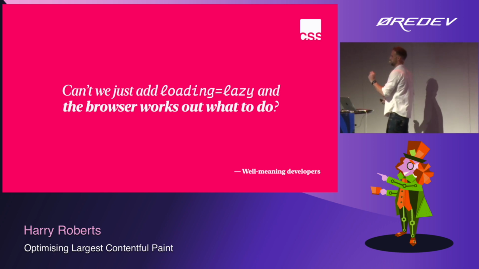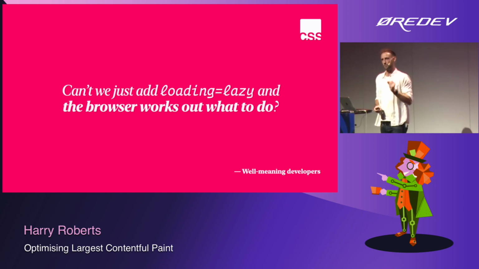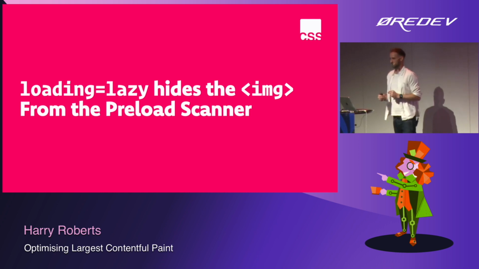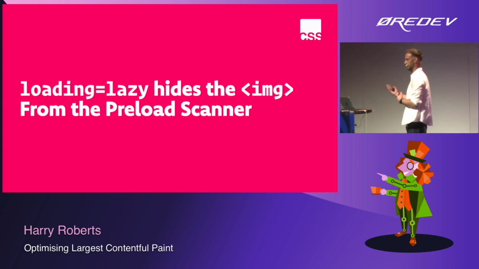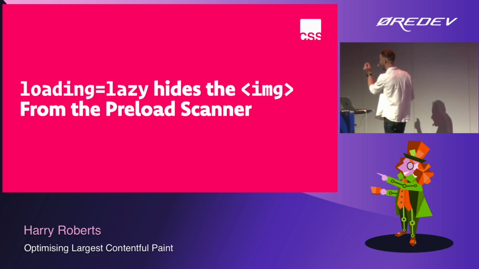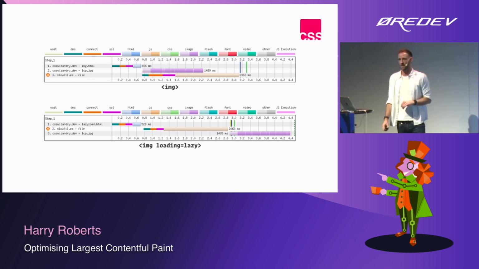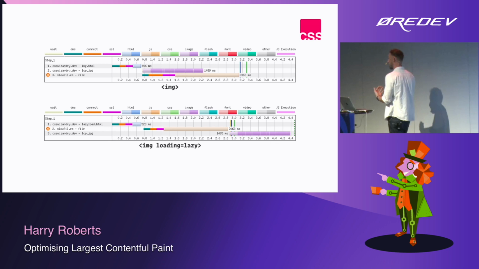However, it's not as simple as that, because, again, a very elegant bit of browser design, the moment you put loading equals lazy onto an image, it hides it from the preload scanner. It turns the preload scanner off. So we get back to square one. It's almost like having a background image. At the top is just a regular image tag. The bottom is that image tag as soon as we put loading equals lazy on it. This is a very destructive, very harmful behavior if it's applied in the wrong place.